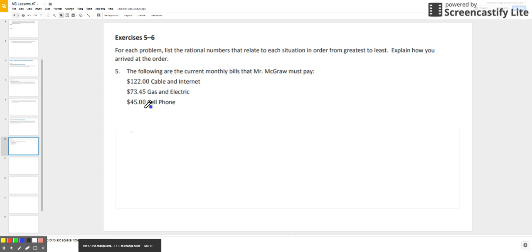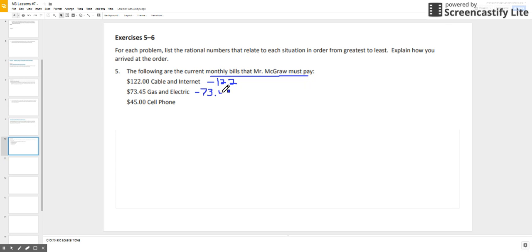First we have a $122 cable and internet bill. If this is a bill, this is a negative 122. Next, we have a gas and electric bill for $73.45. Once again, this is a bill, so this is a negative $73.45. And the last one, this is also a bill, so this is negative 45.